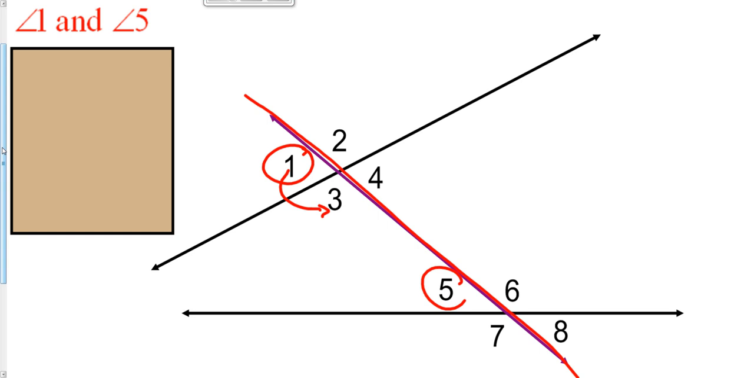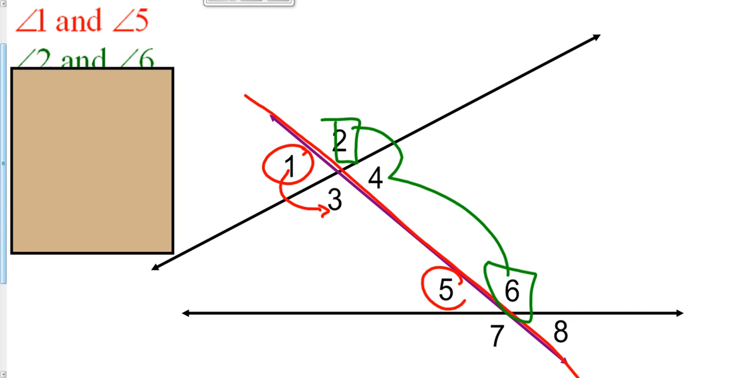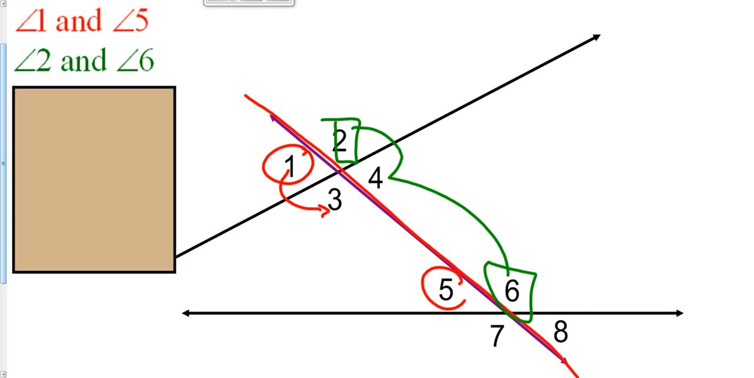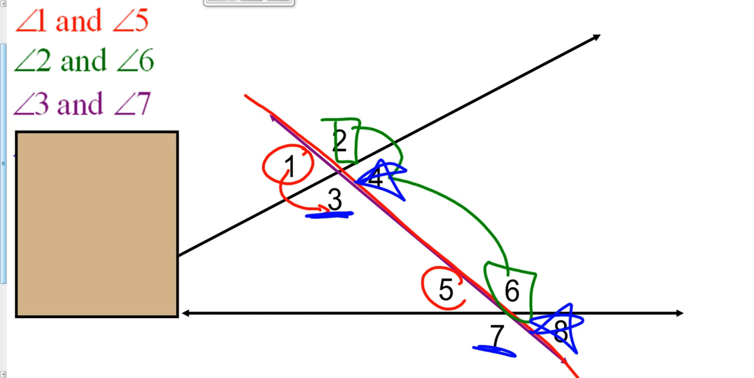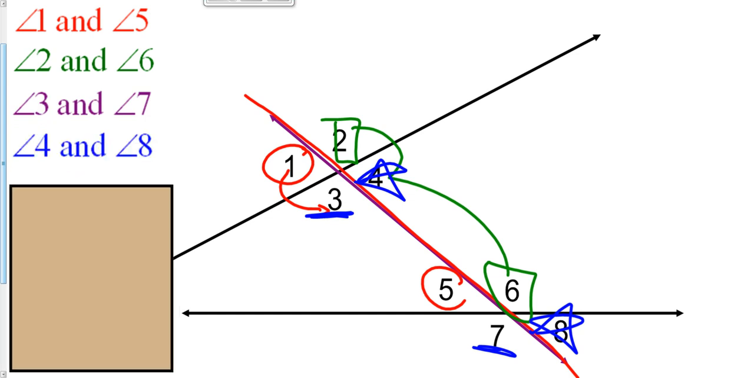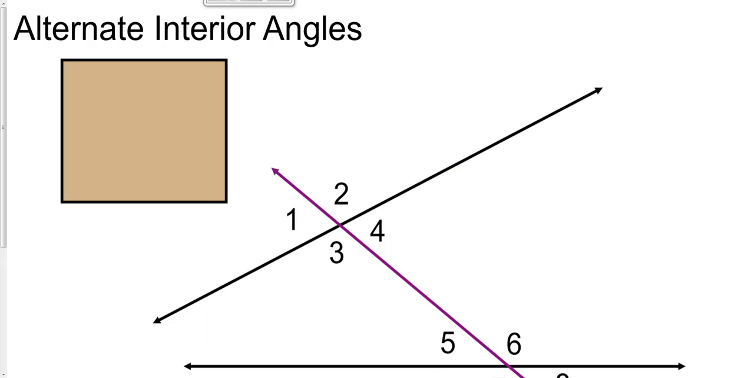So we have a lot more pairs. Here's angle 2. It's going to be on the same side of the transversal. You're going to skip the linear pair angle and move down to the next one. So 2 and 6, those two correspond. So now if you can kind of continue this pattern, angle 3 and angle 7 are corresponding, and angle 4 and angle 8 are corresponding. So corresponding angles are when they're on the same side of the transversal. You skip the one that's the linear pair and move down to the next one. Those ones are corresponding.